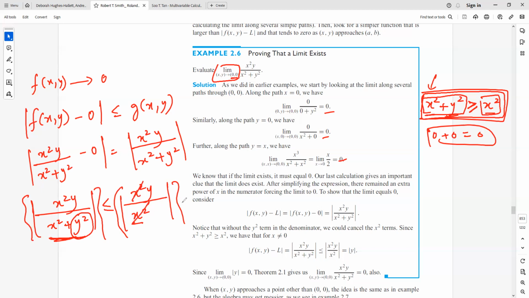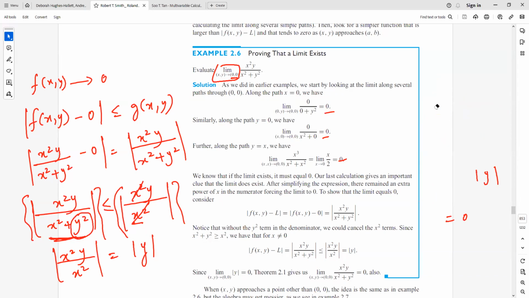x squared cancels here, and x squared y over x squared is equal to mod of y. Now if you apply the limit here, that is x comma y goes to 0, 0, to this function, that is mod y, then we will get 0. It means that we get a function g of x comma y that we learned in the definition. So what is the function g of x comma y here? It is simply mod of y.